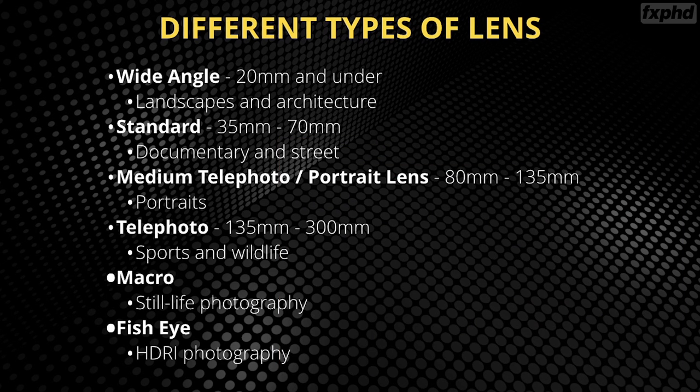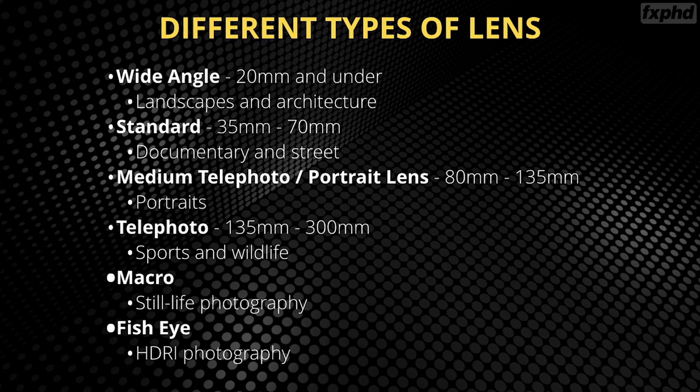Now, one of the key aspects of any camera is obviously the lens. Now, you can see from this list that there's many different types of lenses. So you have a wide angle lens, 20mm and under, great for landscapes and architectural work. You have a standard lens, and this would be 35mm to 70mm, and this is great for kind of documentary or street work. Then you have a medium telephoto, or what is sometimes known as a portrait lens, and this would go from 80mm up to 135mm. And obviously, based on the name, it's really good for doing portraits or shots of people.